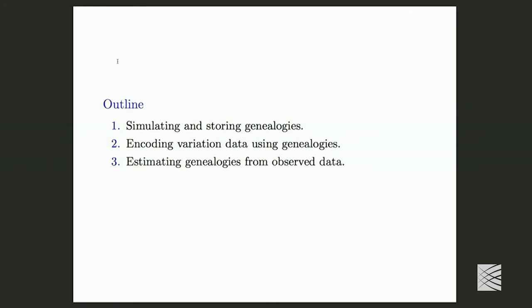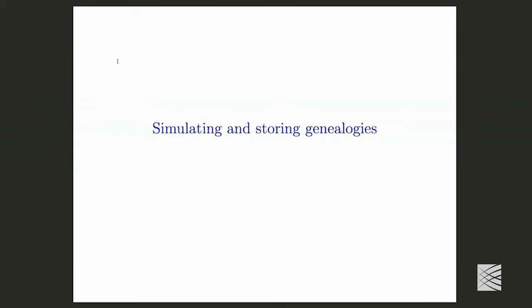The second part, we're going to talk about how we use these genealogies to encode variation data. And then the third, much shorter section of the talk, we're going to talk about ongoing work on how we estimate these genealogies from observed data. So the first part, we're simulating and storing genealogies.